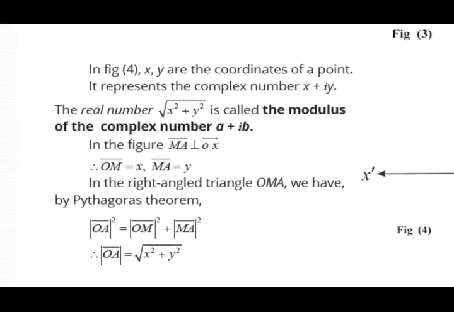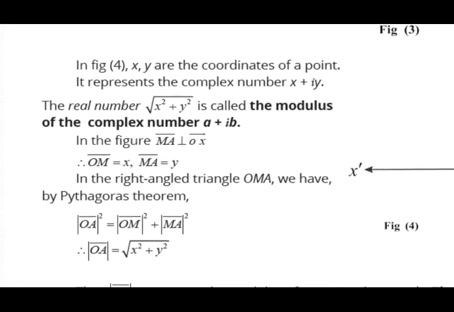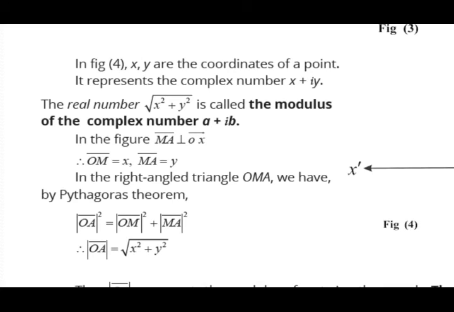Next is the modulus of a complex number. We know the complex number x plus iota y. Then x square plus y square, where x means the real part of the complex number and y means the imaginary part of the complex number. The square root of both is called the modulus of the complex number.